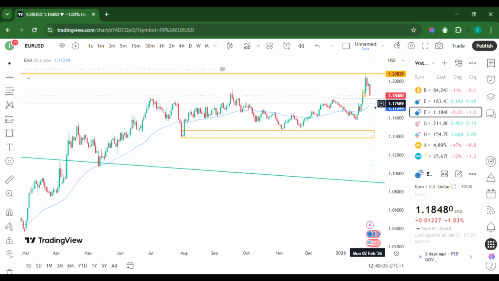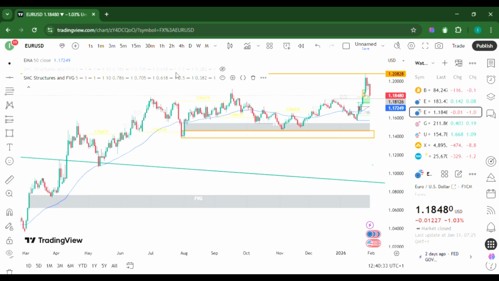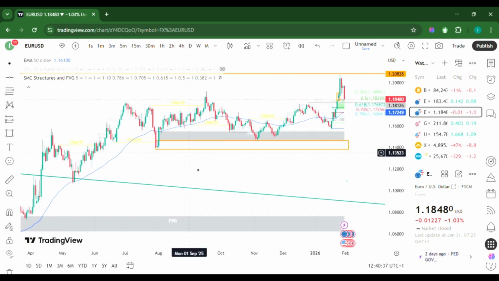Step number two is for us to look for our point of interest. One of the things that we are looking at is fair value gap or liquidity. I'm going to use an indicator so that we speed up our movement. So we want to see where we have fair value gaps. Let me zoom this chart.